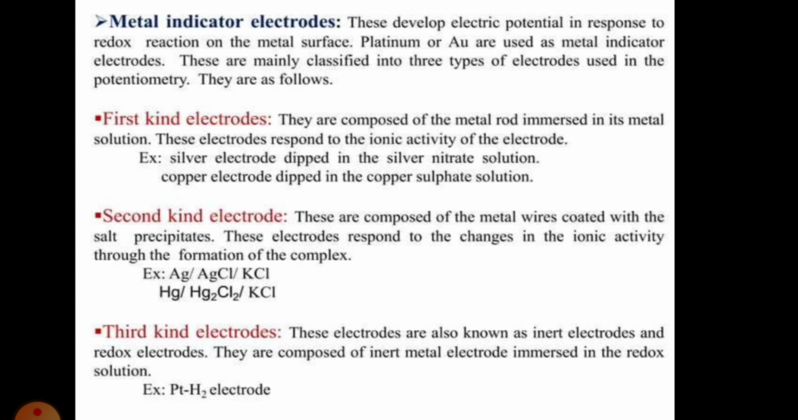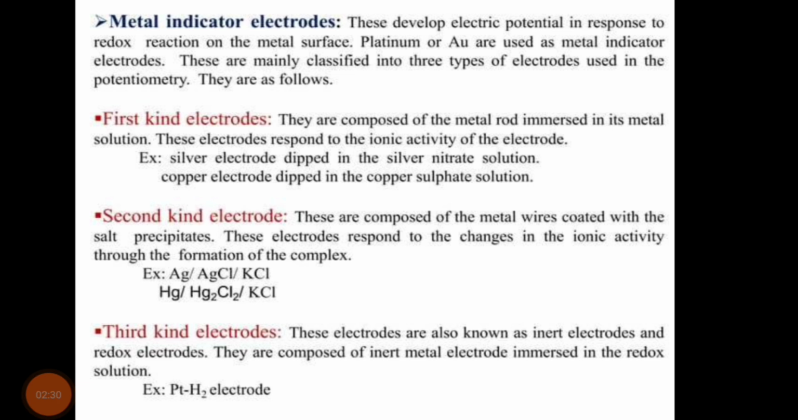First kind electrodes are composed of a metal rod immersed in a solution of its metal ion, and these electrodes respond to the ionic activity. Examples are a silver electrode dipped in silver nitrate solution and a copper electrode dipped in copper sulfate solution. Second kind electrodes are composed of a metal wire coated with a salt precipitate, and these electrodes respond to the change in ionic activity through the formation of a complex.